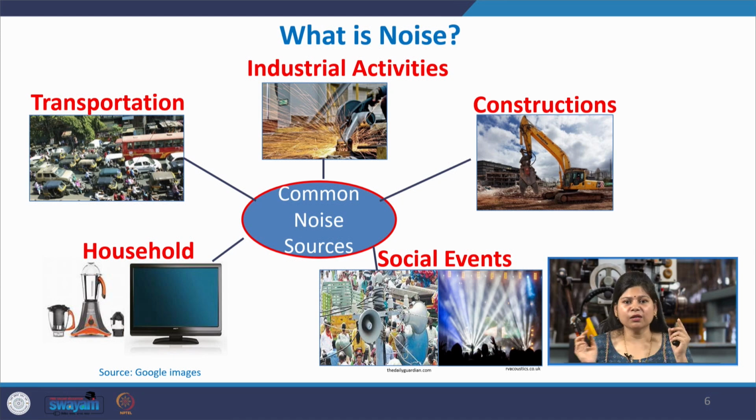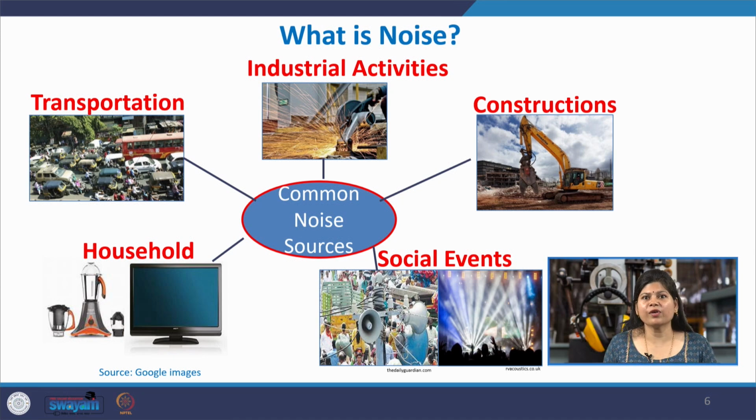So again, the context is important. Suppose there are residents who are living in their houses next to this busy road, for them the traffic sound is a noise, right? But for the people who are on the road, whatever noise that particular vehicle is making is actually necessary, because they get the information that the vehicle is arriving.